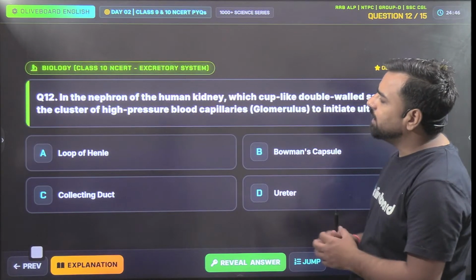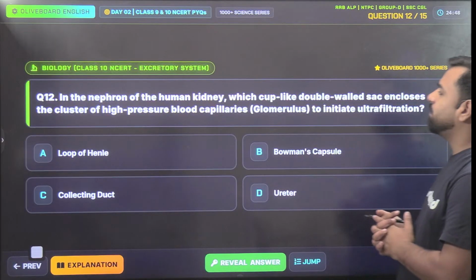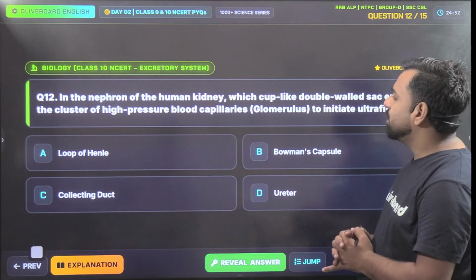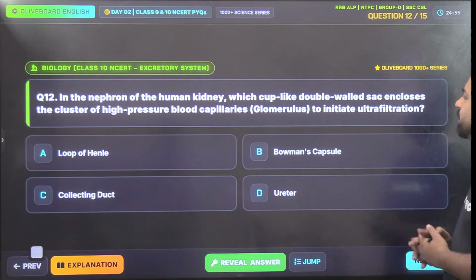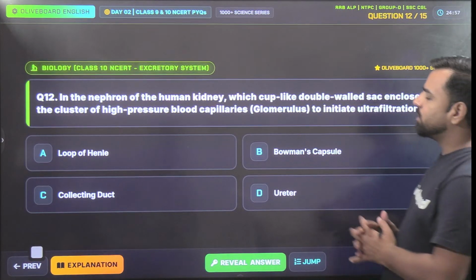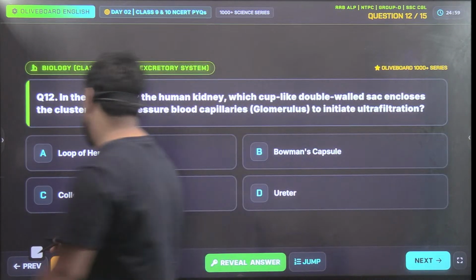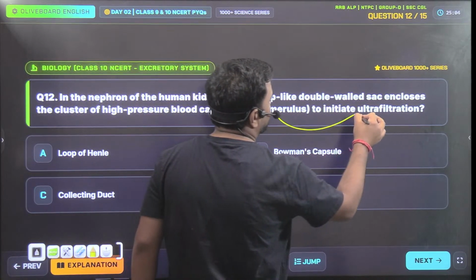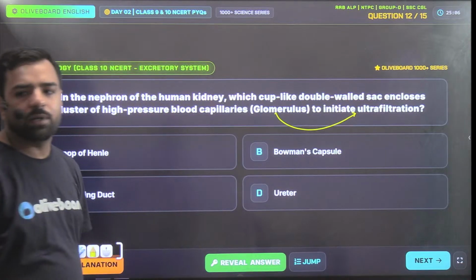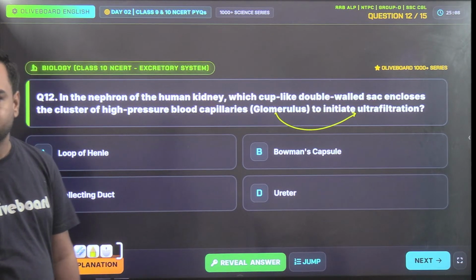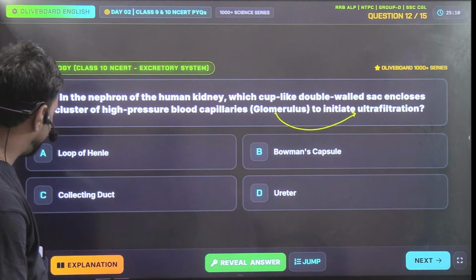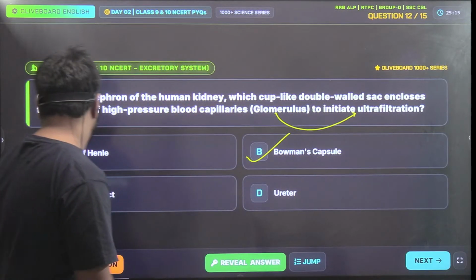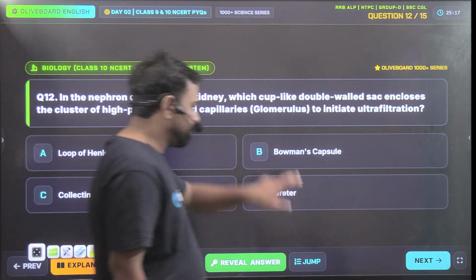Okay. In the nephron of the human kidney, which cup-like double-walled sac encloses the cluster of high-pressure blood capillaries to initiate ultrafiltration? So see, ultrafiltration is done in glomerulus, right? Ultrafiltration is done in glomerulus. That is important, right? Now Ankita is saying it will be C. Okay. So guys, here the correct answer is Bowman's capsule. What is the answer? Answer will be Bowman's capsule.